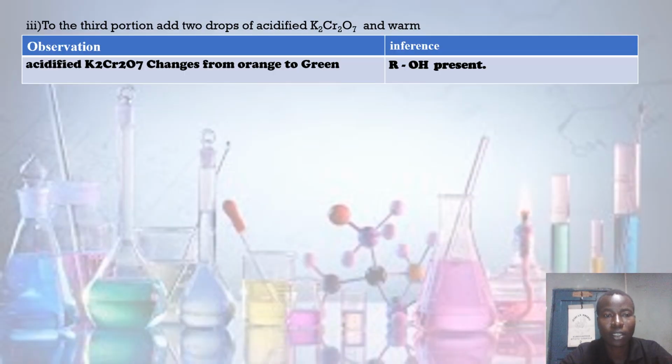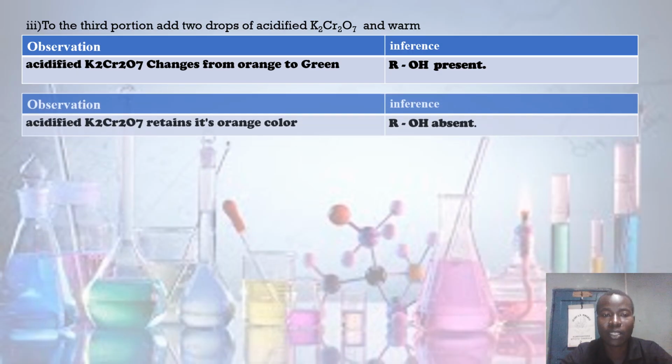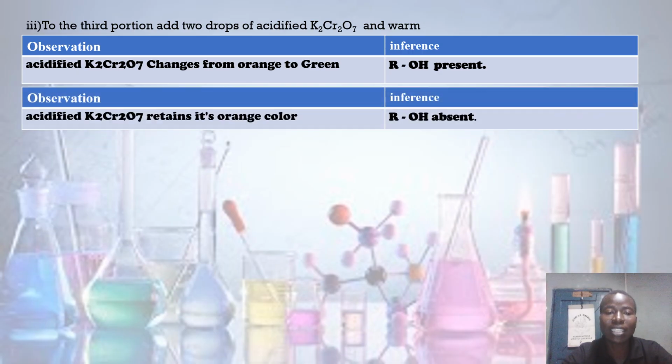The next reagent that you can use is potassium dichromate. If I add it to the solution that I'm testing and then I warm, if it changes from orange to green, it will mean ROH is present. But if it retains its orange color, it will mean that ROH is absent.